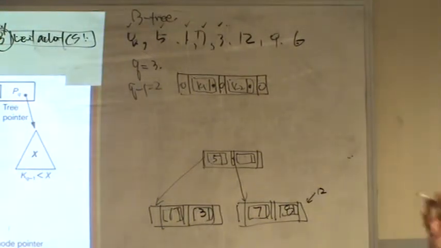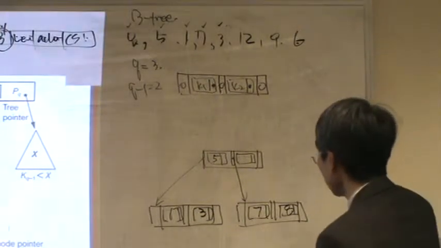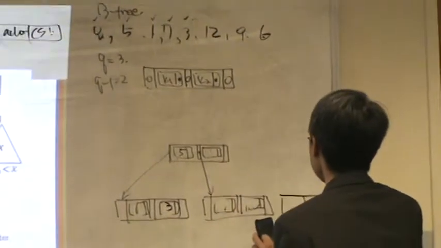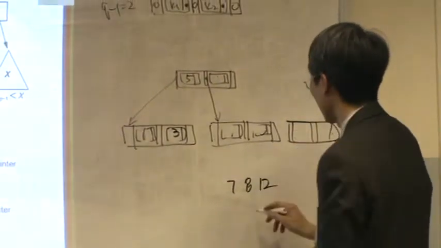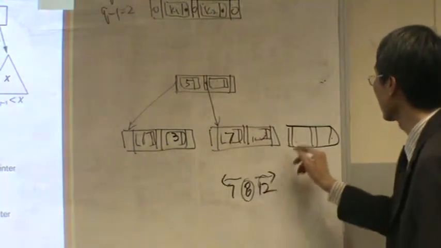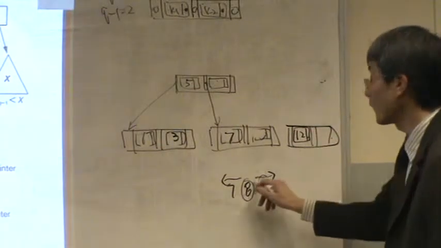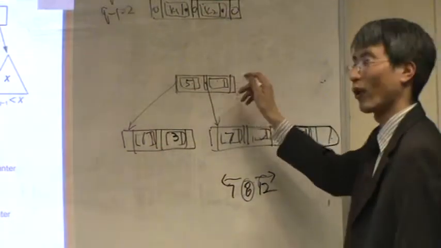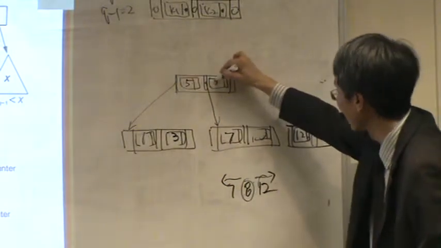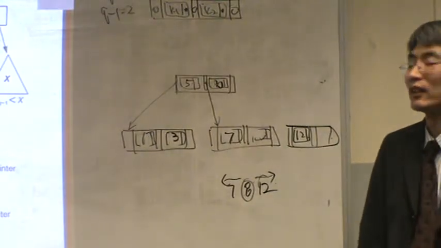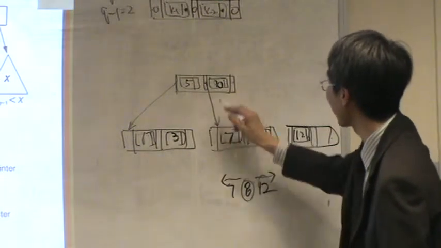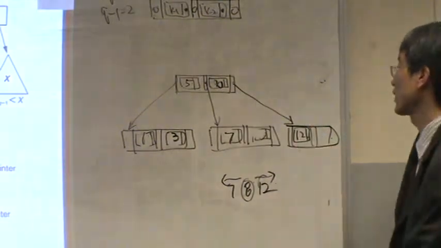It's full. In case of full, split. So 7, 8, 12. And 7, 8, 12. Split. Okay. Then, which one is the middle value? 8. Left hand side? Left. Right hand side? Right. And middle value? Promoted. Do I need to create? No. No. This time we can use this one. 8. Okay? Then check the children. Correct? Less than 5. Bigger than 5. Less than 8. Okay? Bigger than 8. Goes to here. That's it.